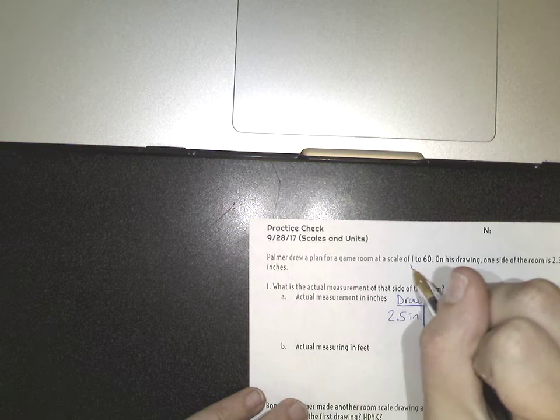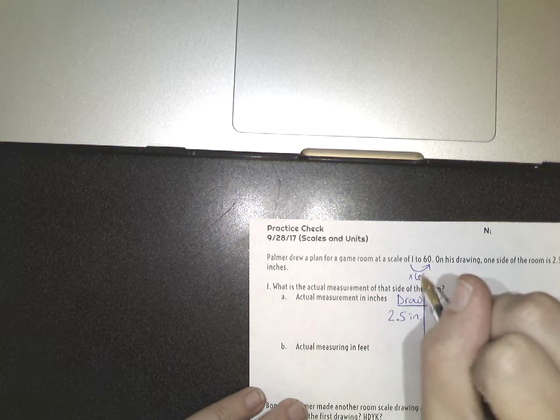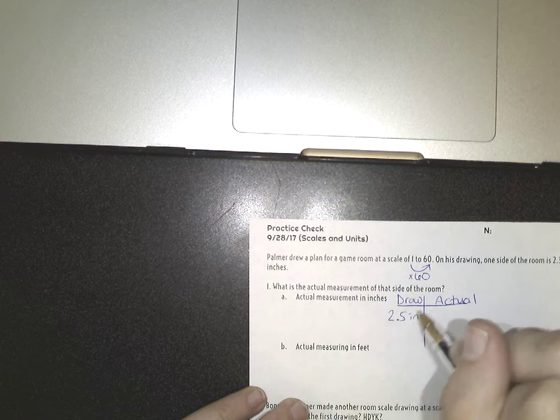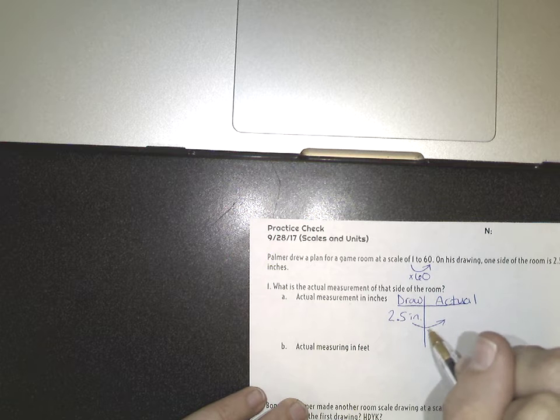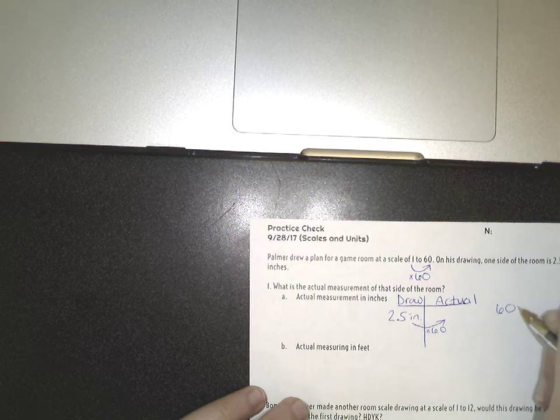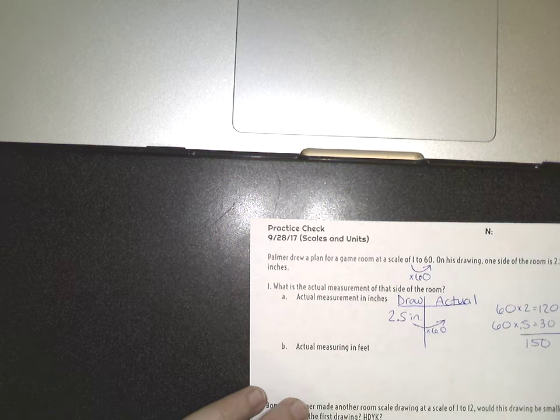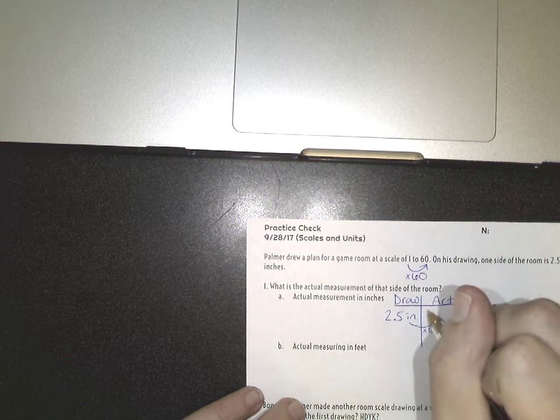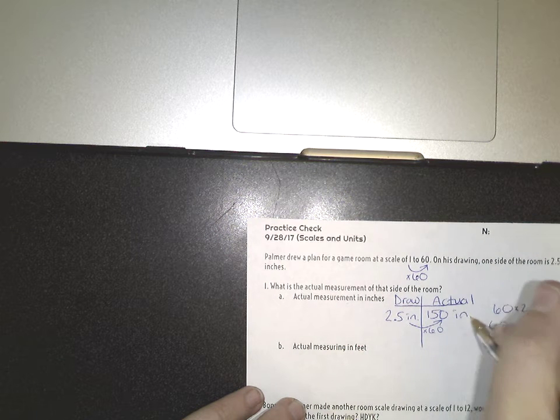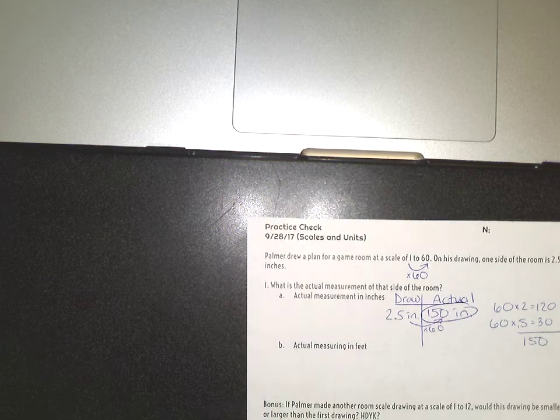Well, I know that the scale of 1 to 60 would be a scale factor of times 60. So here, I would want to multiply by 60. 2.5 times 60, well, 60 times 2 is 120. Half of 60 is 30, so altogether I'm going to have 150. So that's going to be 150 inches.